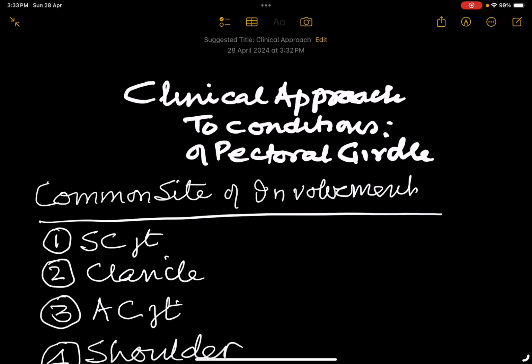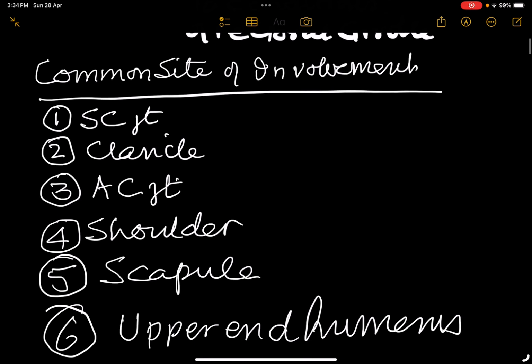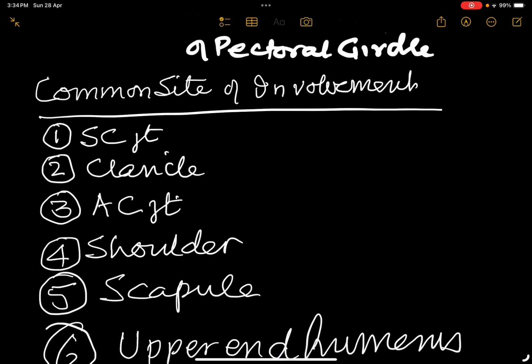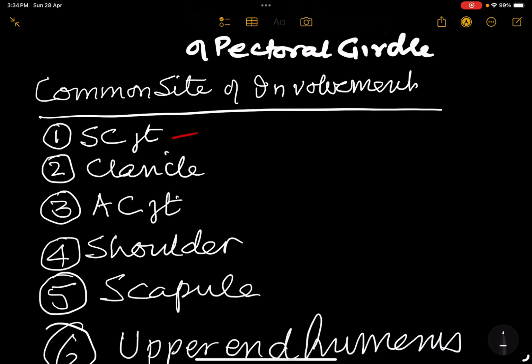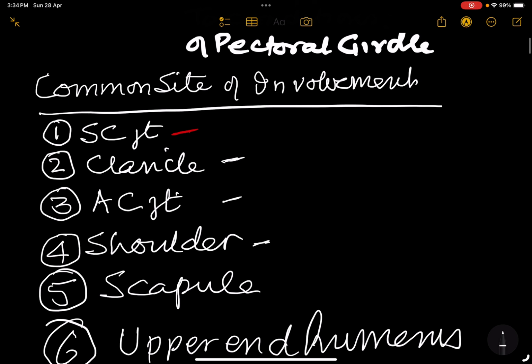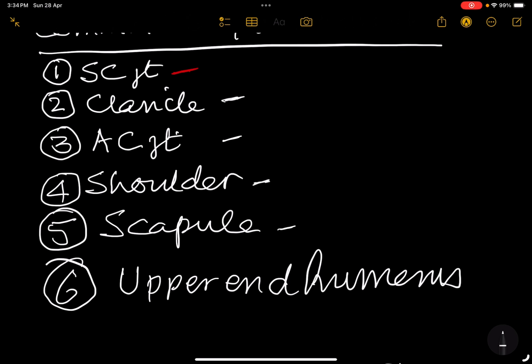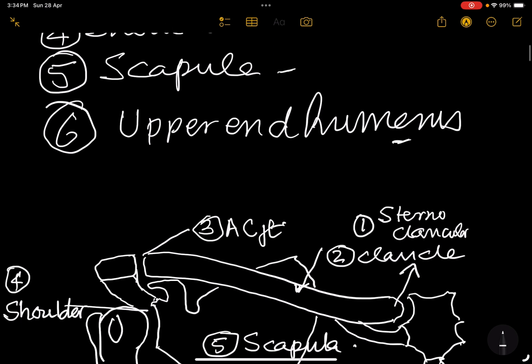So let us approach the clinical conditions that affect the pectoral girdle. So what are the sites of involvement? The sternoclavicular joint, that's one. Then the clavicle itself, the acromioclavicular joint, the glenohumeral or the shoulder joint, the scapula, and the upper end of humerus.